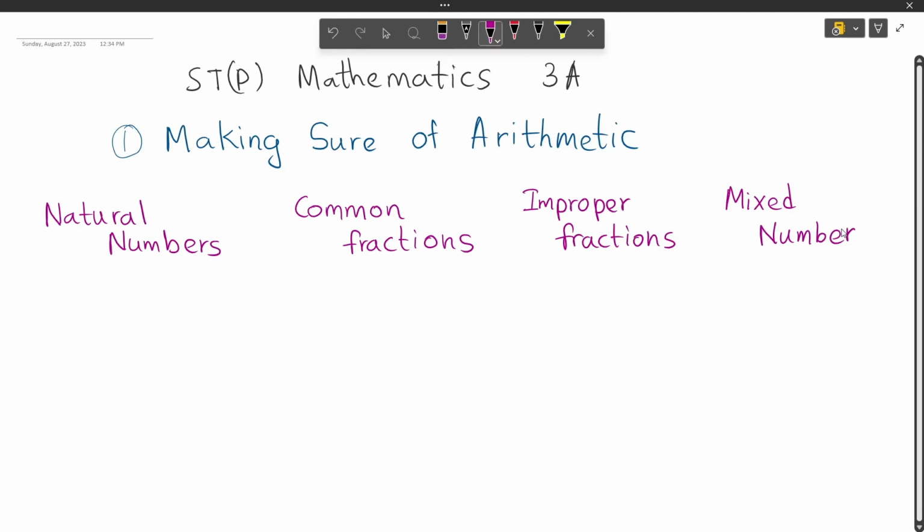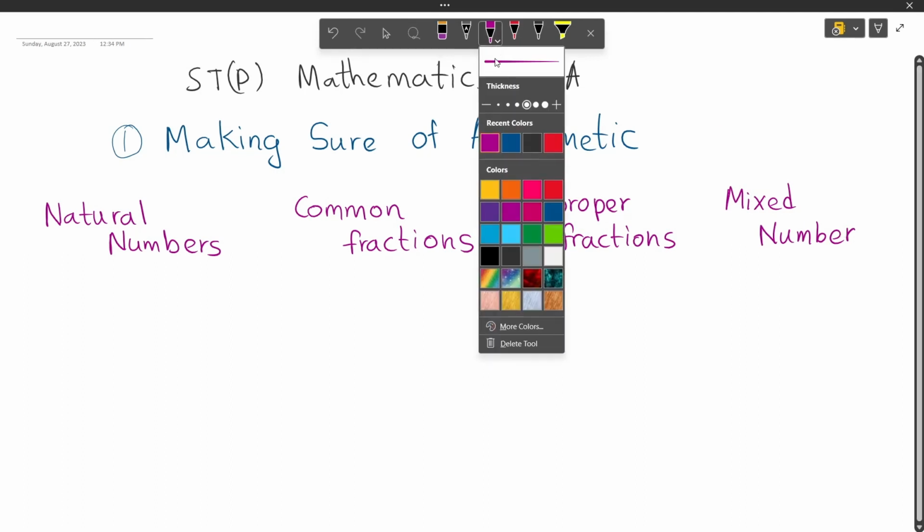But let me tell you something first. These numbers we have found already in the previous grades. Only the names are new. So let me explain the names one by one. First we take natural numbers. What is a natural number?